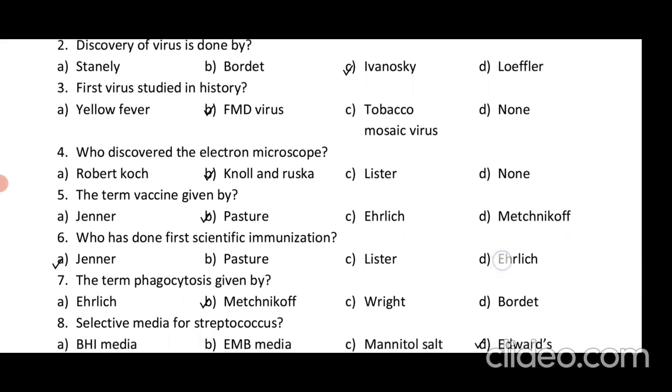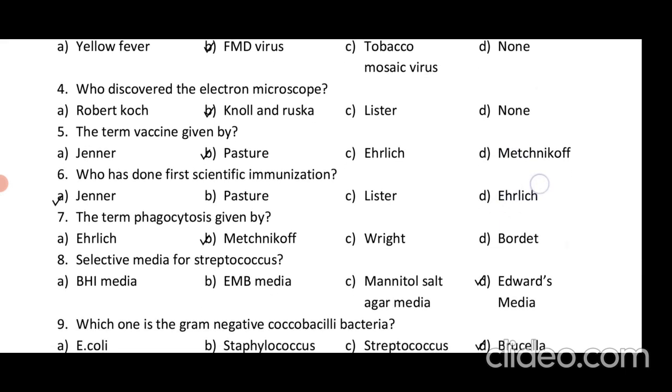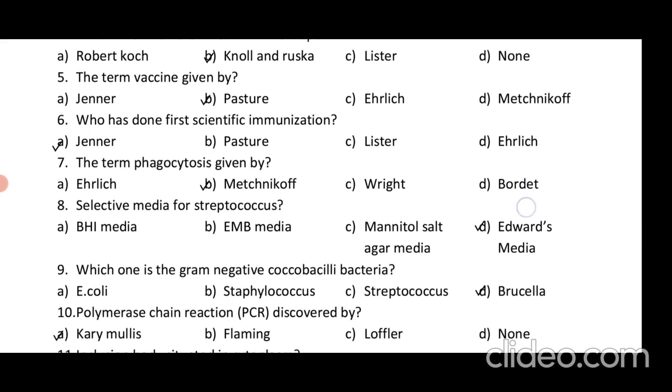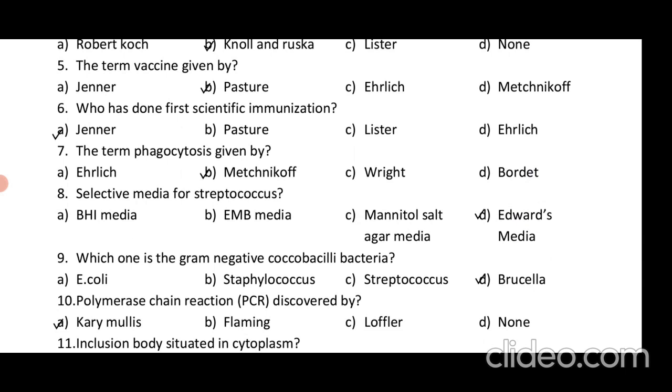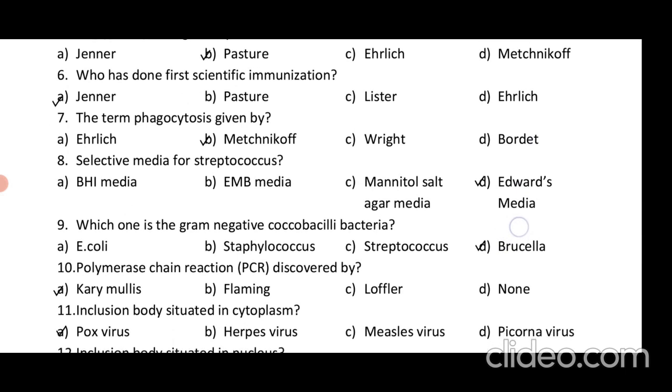Selective media for streptococcus is Edwards media. Which one is the gram-negative coccobacilli bacteria? Brucella is the gram-negative coccobacilli bacteria, and streptococcus is grown in Edwards media. Polymerase chain reaction, or PCR, was discovered by Kary Mullis.